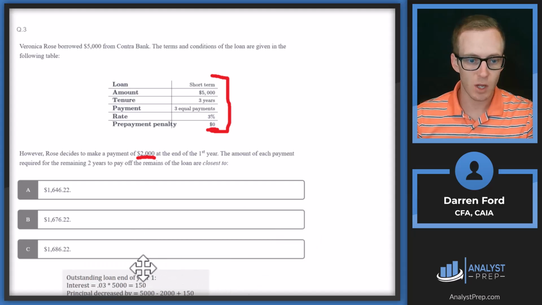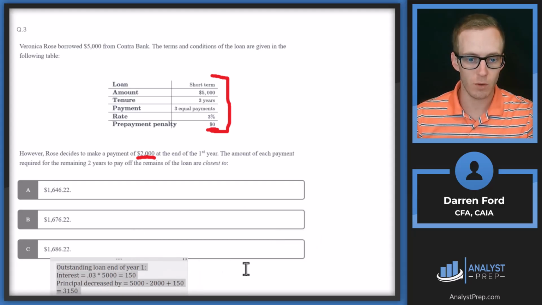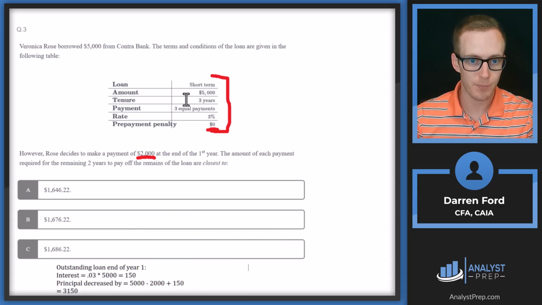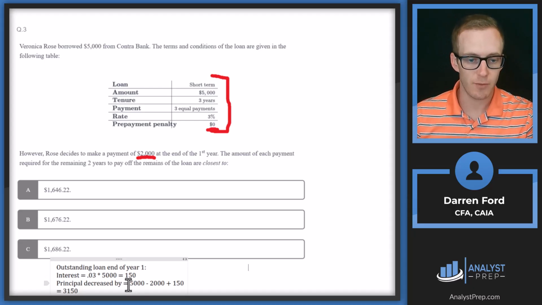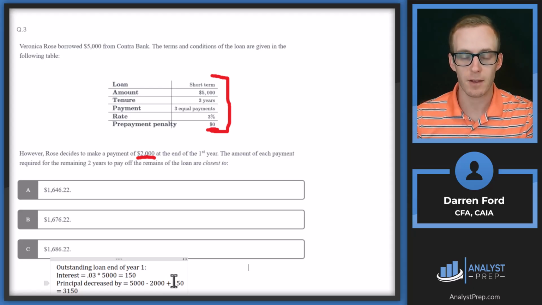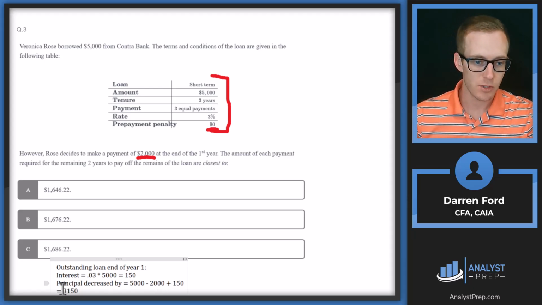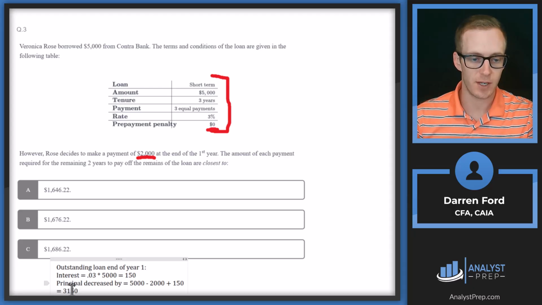So our outstanding loan at the end of year 1, first we need to figure out the interest we're going to pay. So we have 3% rate, $5,000. So the amount of interest we're going to pay is going to be $150. So that's going to take our loan balance, if we paid $2,000, we'll do $5,000 minus $2,000, but then we're going to add back $150 because that will not be principal that we paid down. So essentially we paid down $1,850 of principal. So our remaining loan balance is going to be this $3,150.